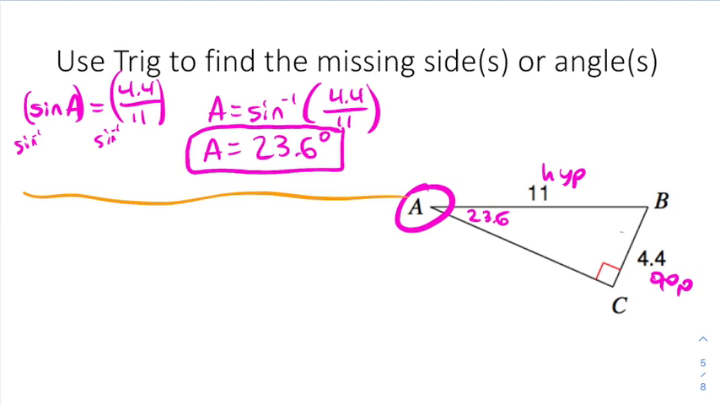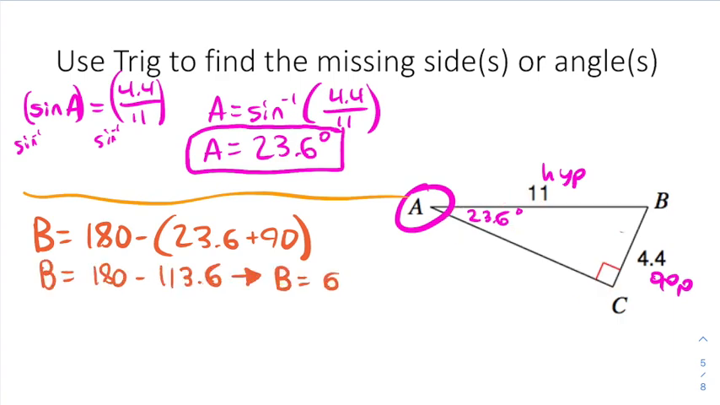just calculated. So again, I'm going to use the knowledge that the three angles add up to 180 degrees. So this missing angle B should equal 180 minus the 23.6 and 90 degree angles we already know are in the triangle. And that ends up getting us 66.4 degrees.